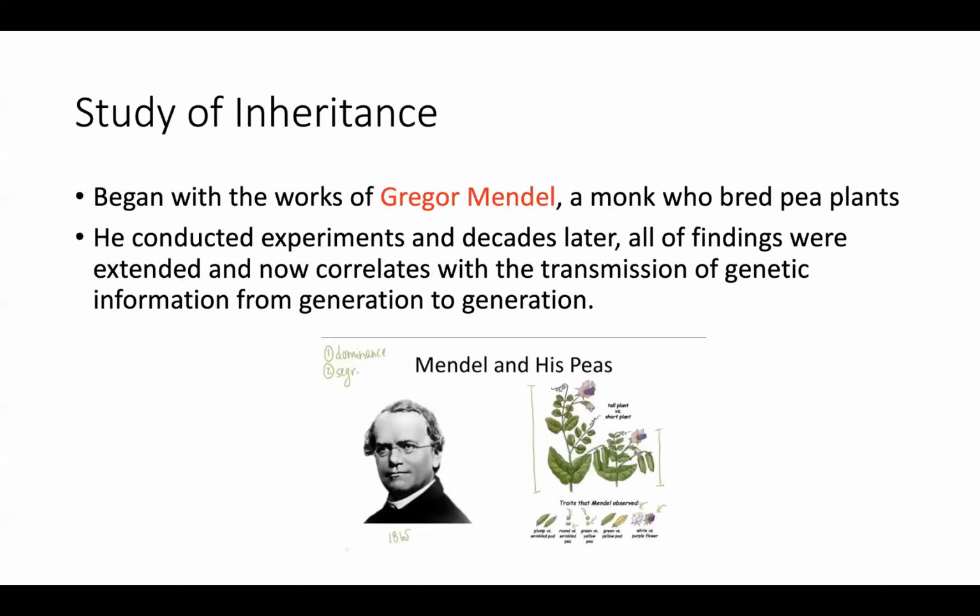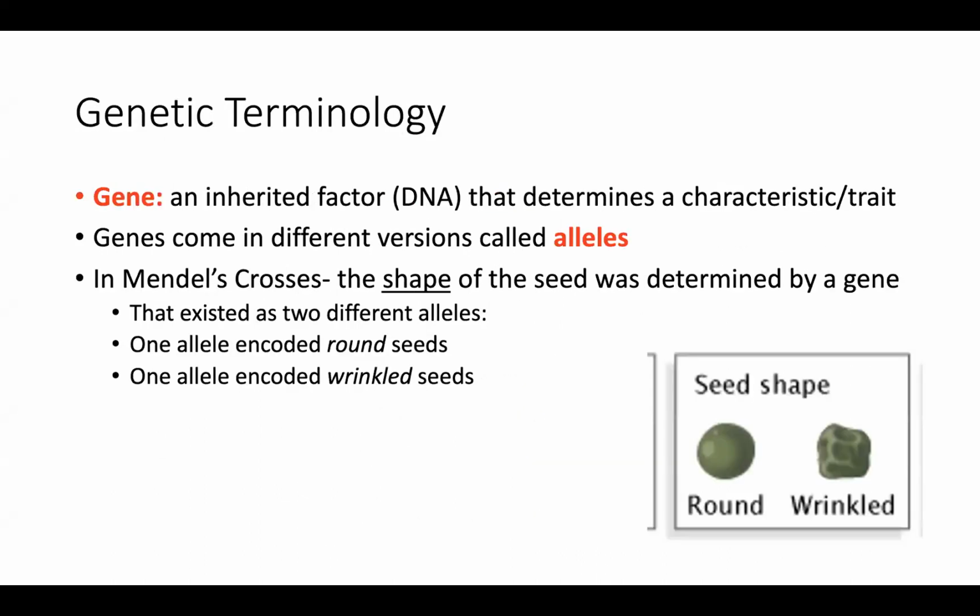I mentioned earlier that the things we know and hold to be true as we study inheritance were elucidated by the work of Gregor Mendel. He was a scientist who bred pea plants. He conducted a number of experiments over some years, collected data, analyzed the data, and observed patterns. And now we have what we know to be Mendelian genetics.